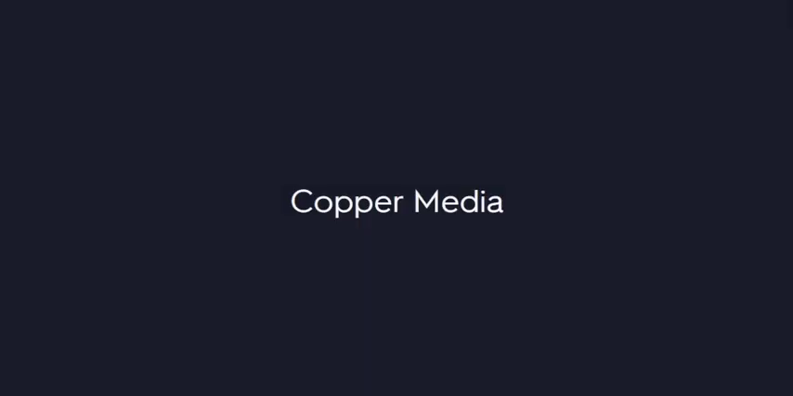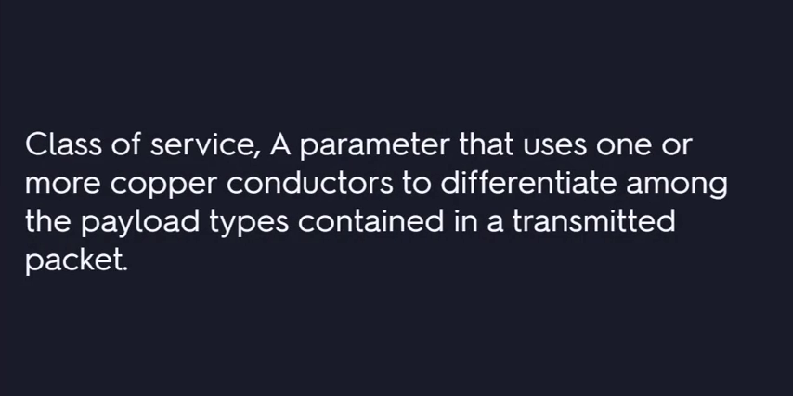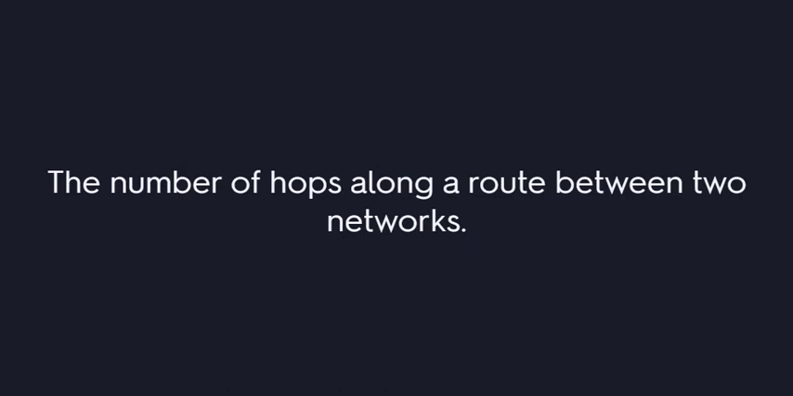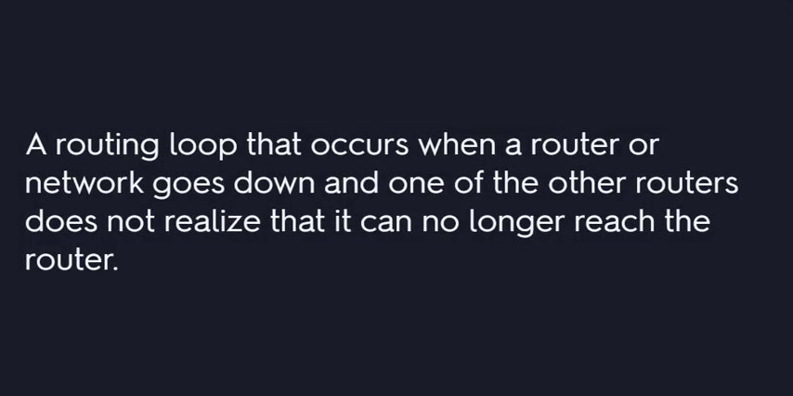Copper media. Class of service, a parameter that uses one or more copper conductors to differentiate among the payload types contained in a transmitted packet. COS. The number of hops along a route between two networks. Cost. A routing loop that occurs when a router or network goes down and one of the other routers does not realize that it can no longer reach the router.